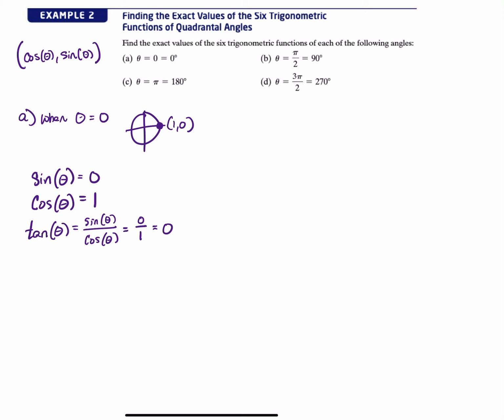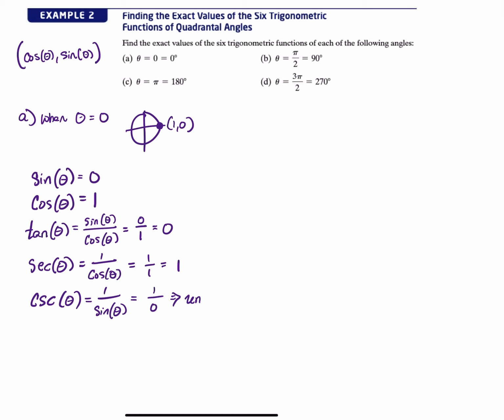So let's get the rest. We have also the secant. The secant is defined as 1 over the cosine, or the reciprocal of the cosine. So if the cosine is 1, we can think of that as 1 over 1. The reciprocal of that would be 1 over 1. So that's equal to 1. How about the cosecant? Cosecant is 1 over the sine. The sine is 0, so that's 1 over 0. And anytime we divide by 0, we get an undefined result.